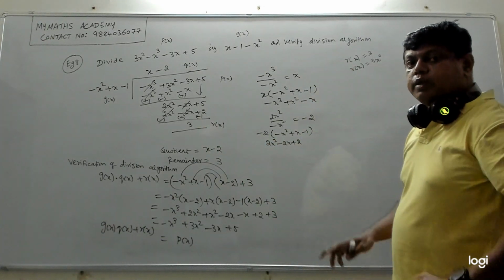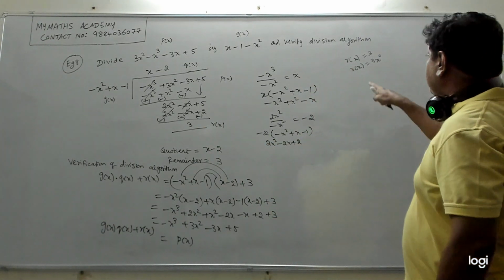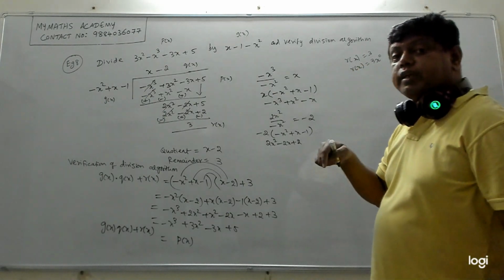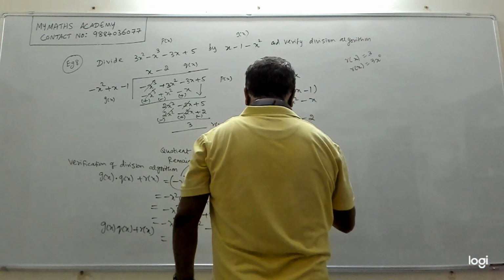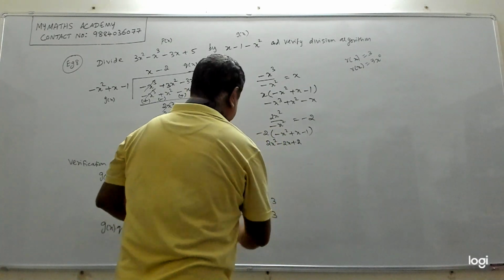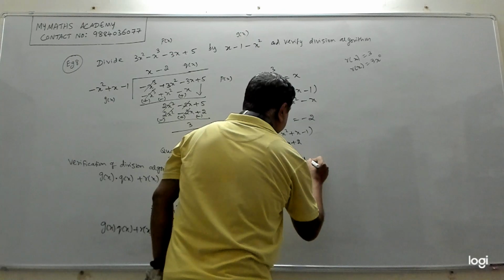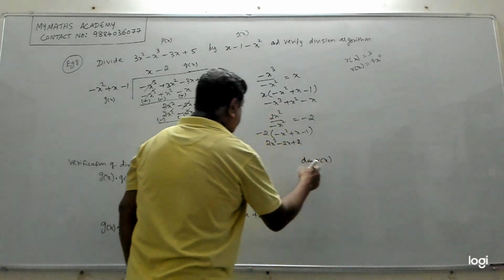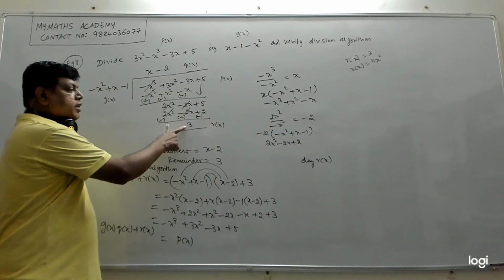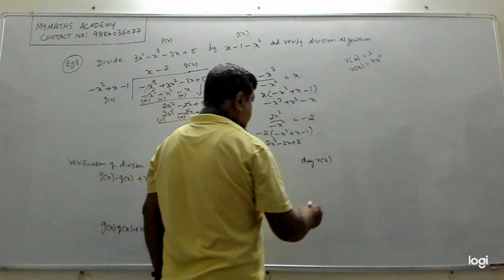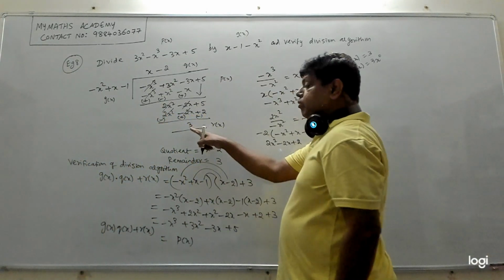No. When the remainder is not 0, then we need to check whether degree of the remainder is less than degree of g of x. Now, the second part check is degree of r of x. What is degree of the remainder? It is 3, right? R of x is 3. What is degree of r of x?